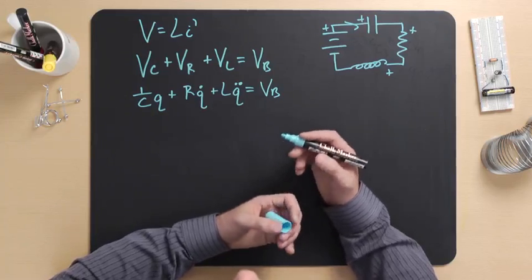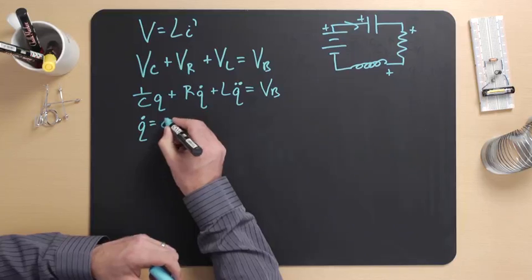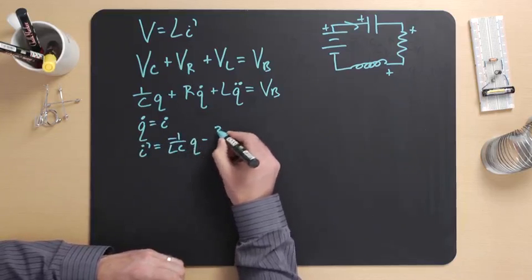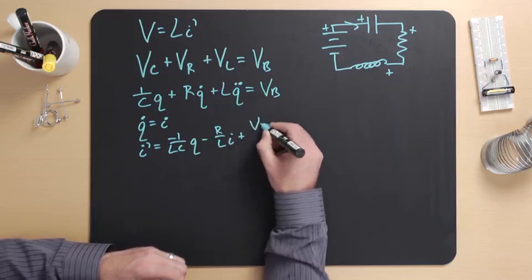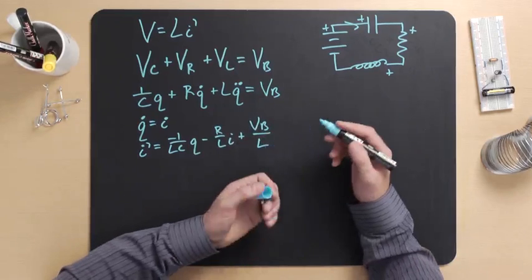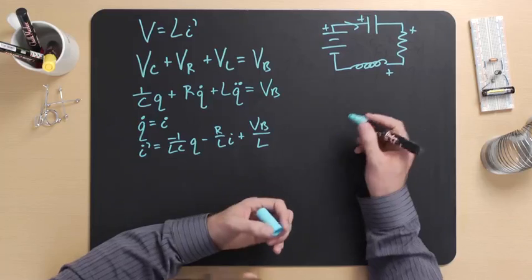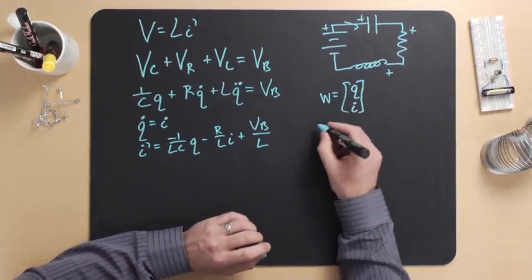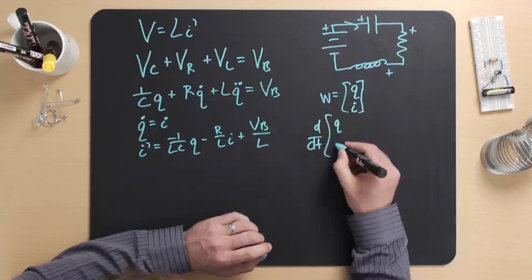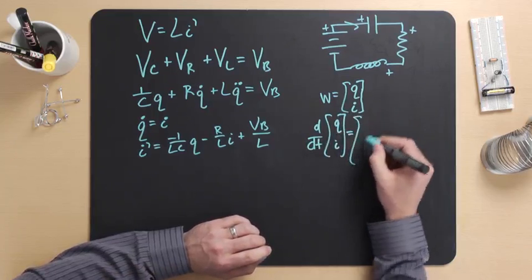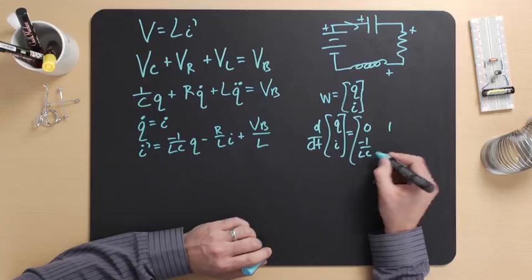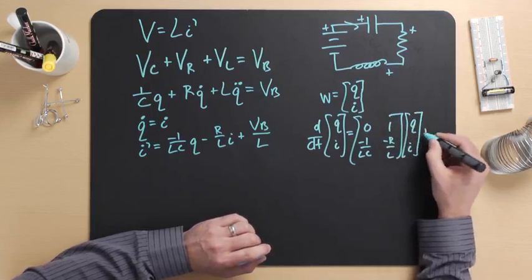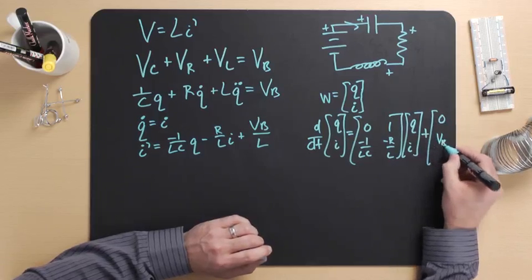I can rewrite this differential equation in first order form. Q dot is equal to I, and I prime is equal to minus 1 over LC Q minus R over L I plus VB over L. And then I can rewrite that equation in matrix and vector notation using W equals QI. So I get d dt of the vector QI is equal to the matrix 0, 1, minus 1 over LC, minus R over L, all times that vector QI, and then plus the vector 0 and VB over L.